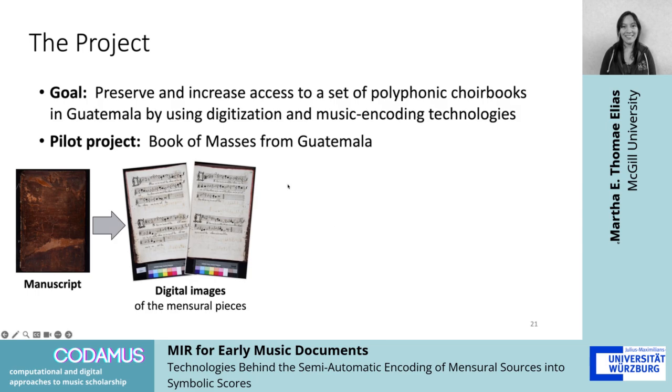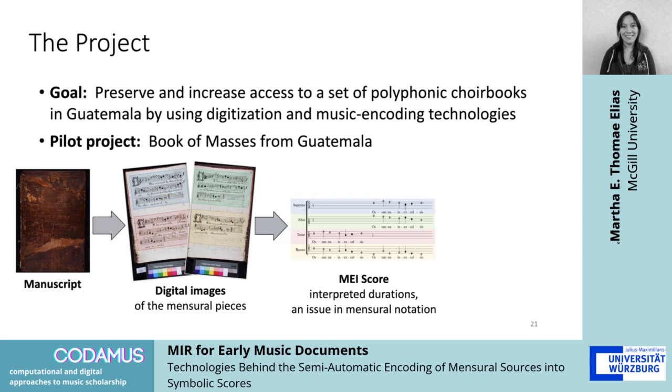The first stage, of course, was to obtain the digital images, because in that case there weren't high resolution color digital images. But that's another topic. We even had to build a DIY, do-it-yourself, book scanner because we didn't have the equipment for that. But again, that's not music information retrieval, that's before. So, what I'm going to focus on is how, from these sources with the different voices, we obtain this MEI score with interpreted durations.